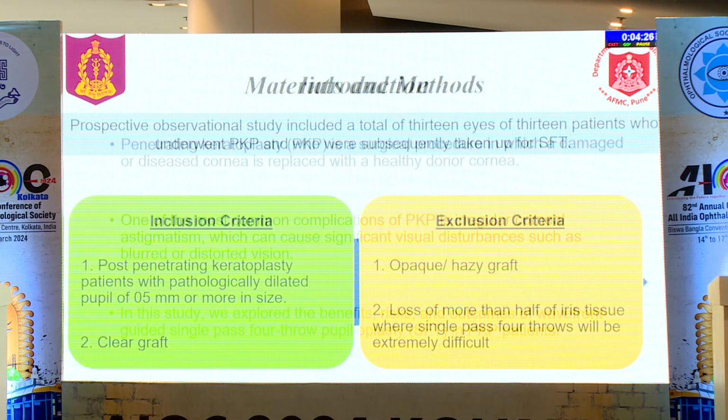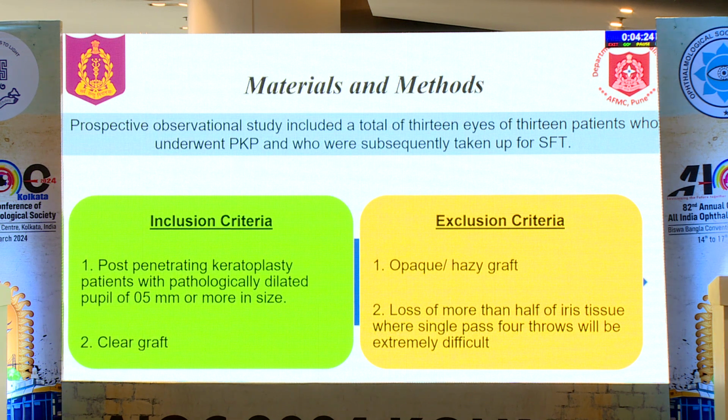penetrating keratoplasty patients. It was a prospective observational study, and it included a total of 13 eyes of 13 patients who underwent penetrating keratoplasty at least 6 to 12 months prior to our study, and they had a pathologically dilated pupil of 5 millimeter or more in size, and the graft was clear. These patients were subsequently taken up for the pupilloplasty. All those who had an opaque or hazy graft and where there was a loss of more than half of iris tissue had to be excluded.